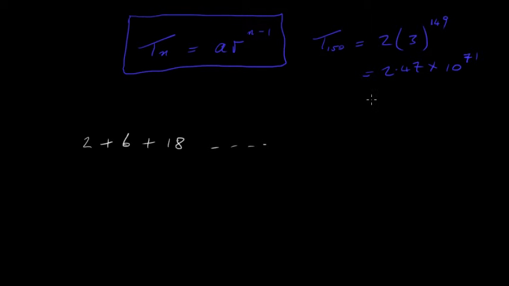Well, there is a formula again, and it is called Sn. So it's the sum of the first n terms, and it's given by A times 1 minus OR to the power of n, over 1 minus OR.